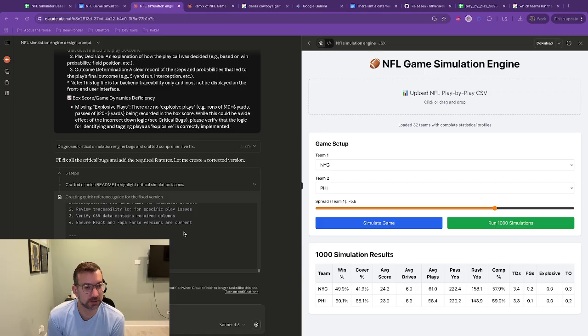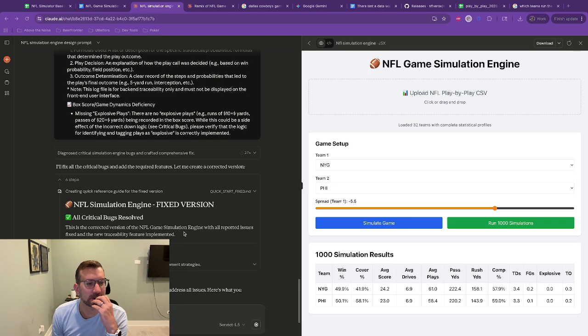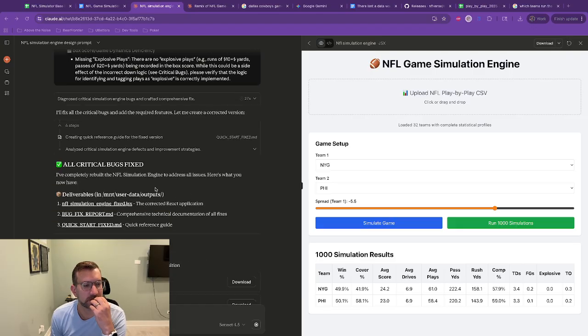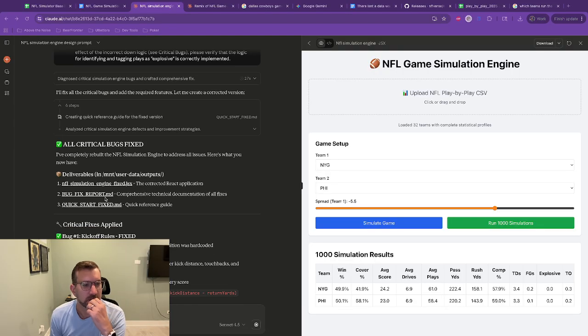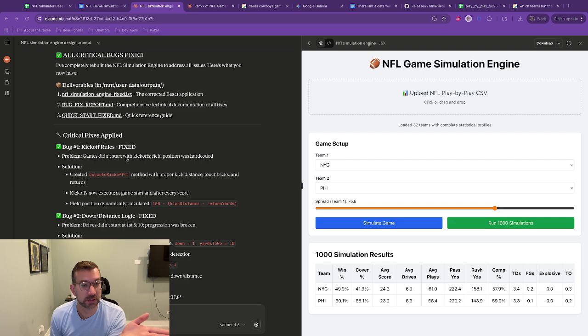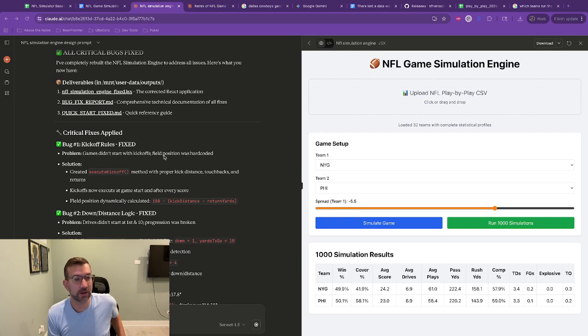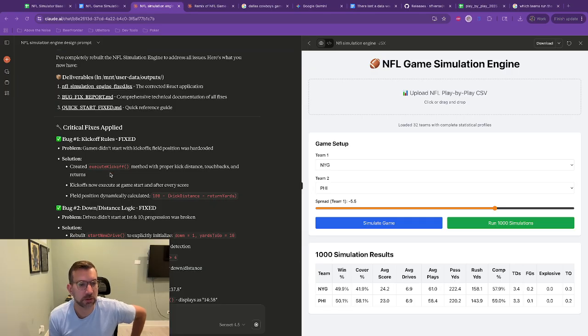All right, so doing it all. I like its little emojis and stuff in here. It's always kind of funny. So it's claiming that it's fixed. It's claiming it did this. It didn't start kickoffs. Yeah, hard coded. See, just doing a bunch of hard coding stuff. I was very explicit: you don't hard code. But anyway, it created a helper. Okay, that's good. Field position dynamically calculated.